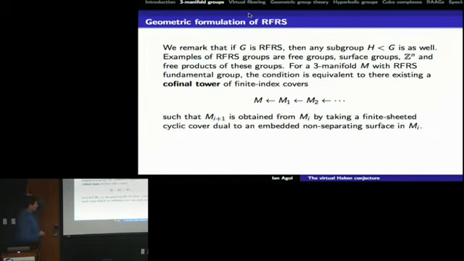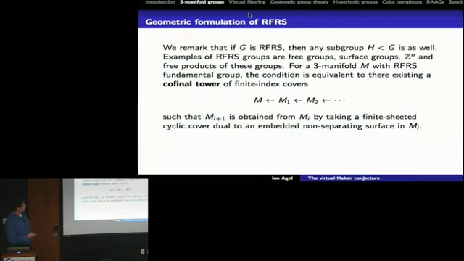For a three-manifold whose fundamental group is reefers, this condition is equivalent to the existence of a sequence of covers. So we have M and then covers M1, M2, etc., such that each Mi plus 1 is obtained from Mi by taking a finite-sheeted cyclic cover. I said you have these subgroups that correspond to abelian quotients. This is the Galois correspondence: covering spaces correspond to subgroups. So the fundamental group of Mi will be the Gi, in this sequence of subgroups.